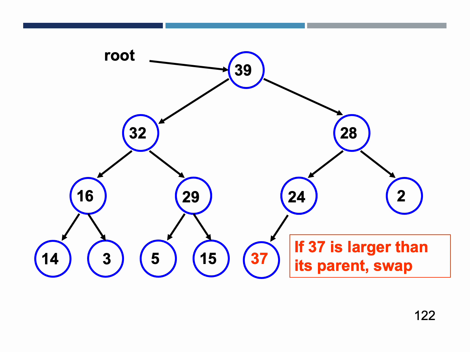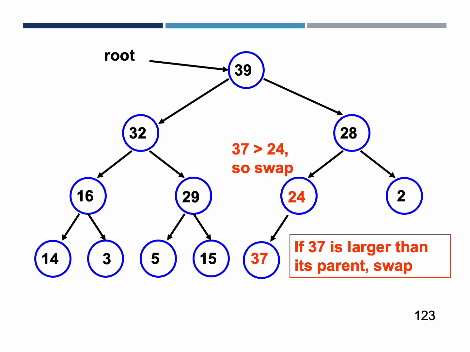Now if 37 is larger than its parent, we will swap. So now we are doing it backwards. When we did dequeue, we started from the root and went down. Now we did the enqueue, and we'll check from downwards to see if the child is larger than its parent or not. If it's larger, then it will swap.